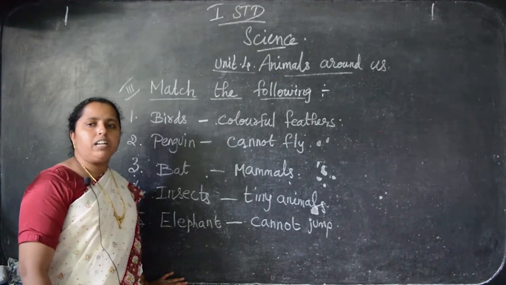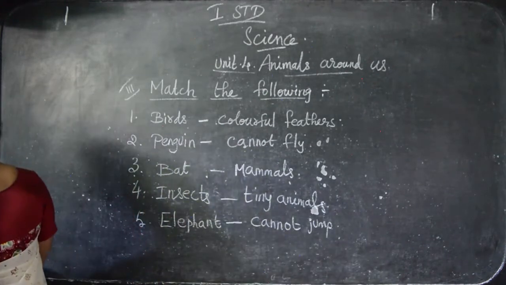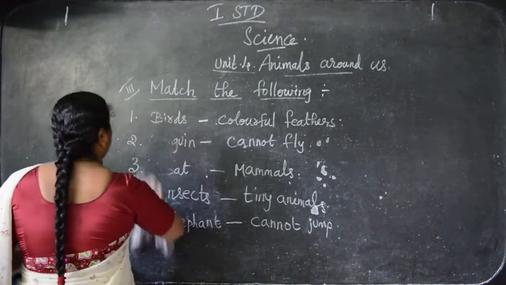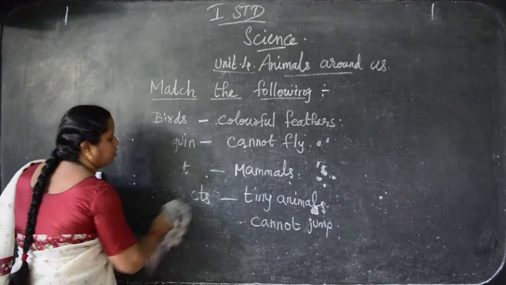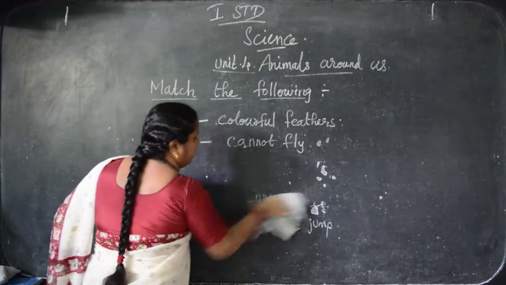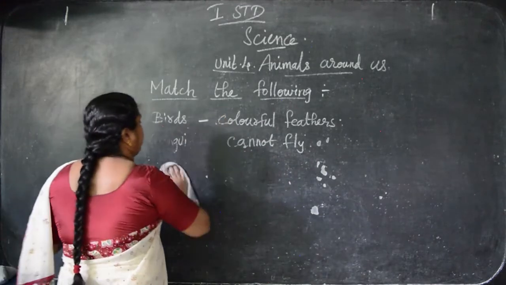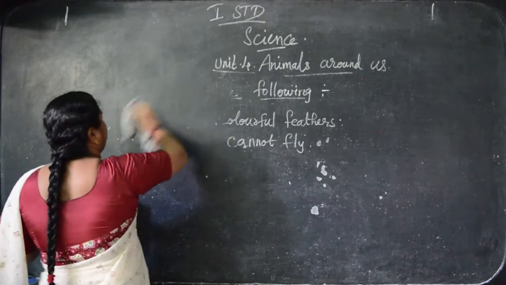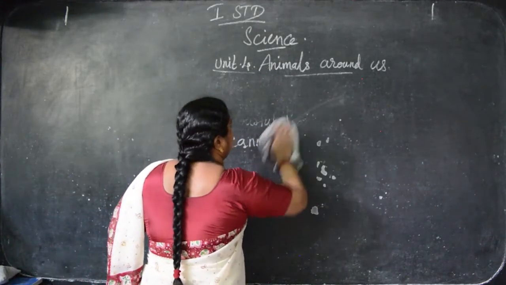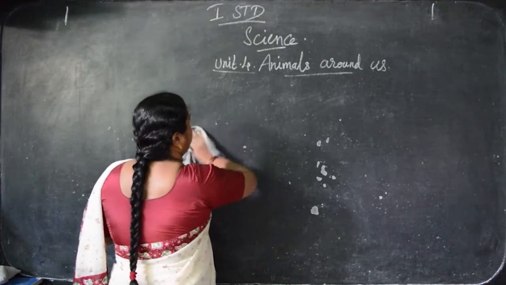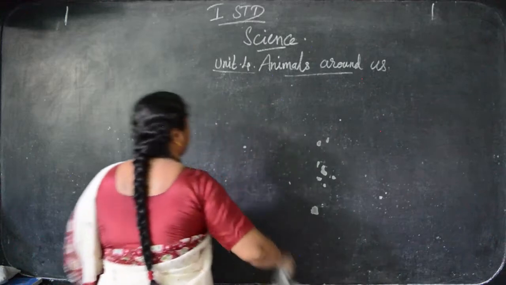Have you all finished this one? Have you all finished, children? Okay, now next. Have you all finished now, children? Okay. All should write, children. Take your note and write. While you are writing, say the spellings and touch the line and write. Write neatly. Then only you can be able to read. You must write neatly, children.